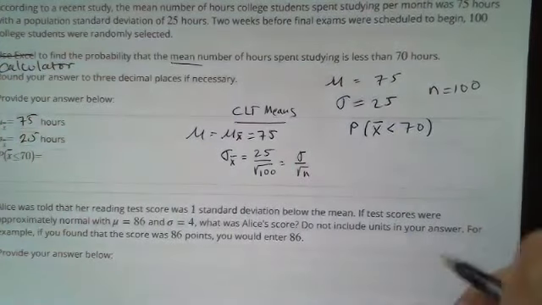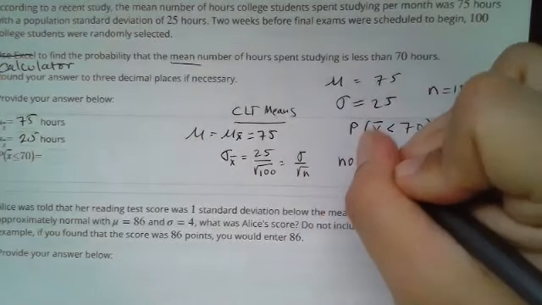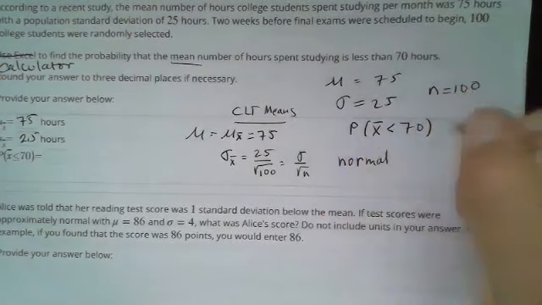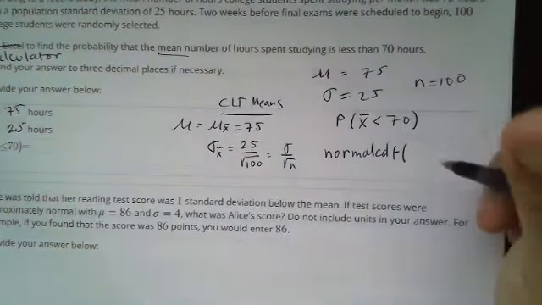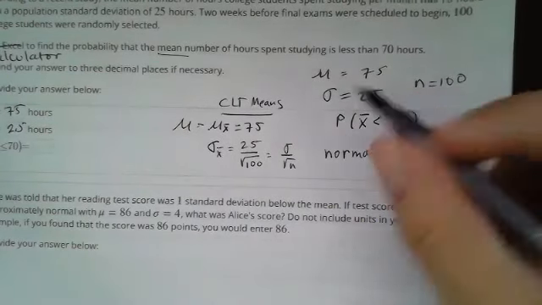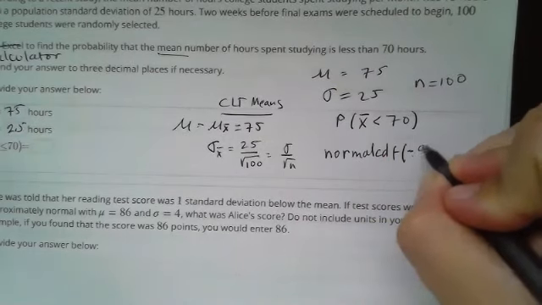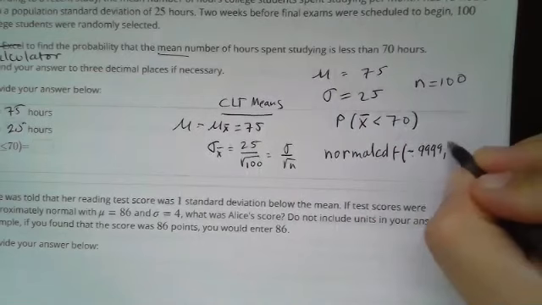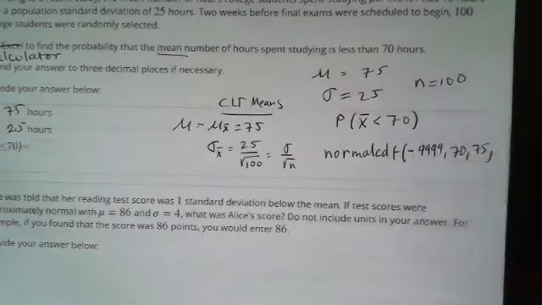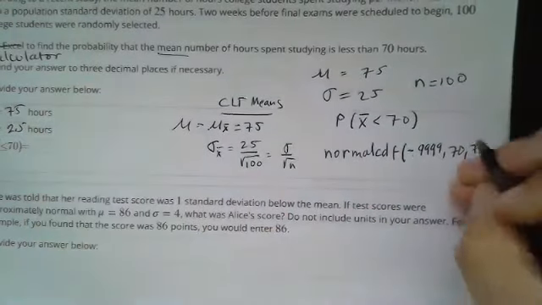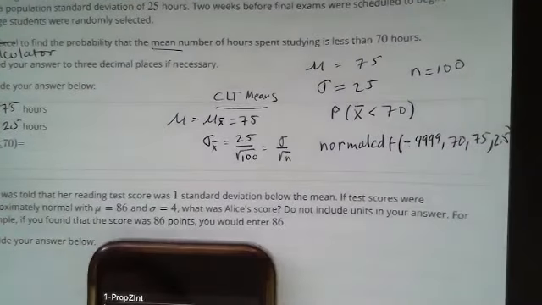And then to find this, we use normal CDF. So the inputs are low, high, and then mean, and then the standard deviation, right? So we would use negative 9999, and then we stop at 70. Then we put our mean, which is 75, and our corresponding standard deviation, which is 2.5, because we're talking about the means. So let's go ahead and do that.